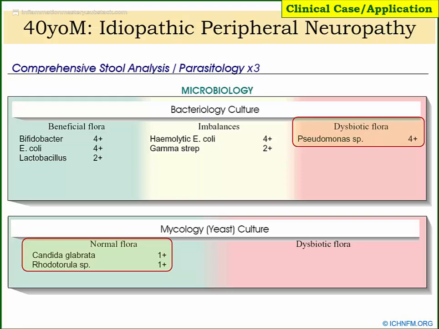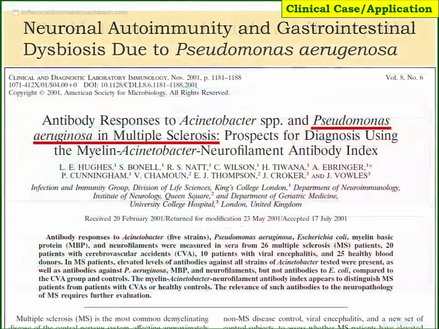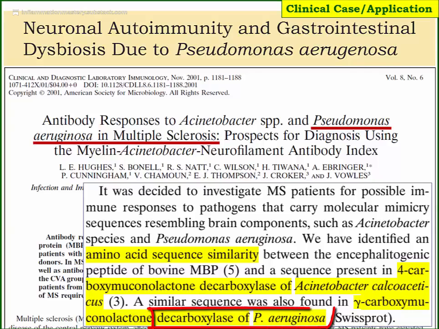And so when we do see them, it's indicative of some type of immune impairment. But again, my biggest concern here is with the Pseudomonas, especially in this patient's case of this so-called idiopathic, what appears to be an immune-mediated peripheral neuropathy. So the molecular connection between Pseudomonas and peripheral nerves is that the Pseudomonas bacteria shares amino acid sequences with myelin basic protein, as you can see evidenced here in this article discussing multiple sclerosis. So Pseudomonas produces an enzyme called decarboxylase, which again shares amino acid homology with myelin basic protein, which of course is a protein found in peripheral nerves.